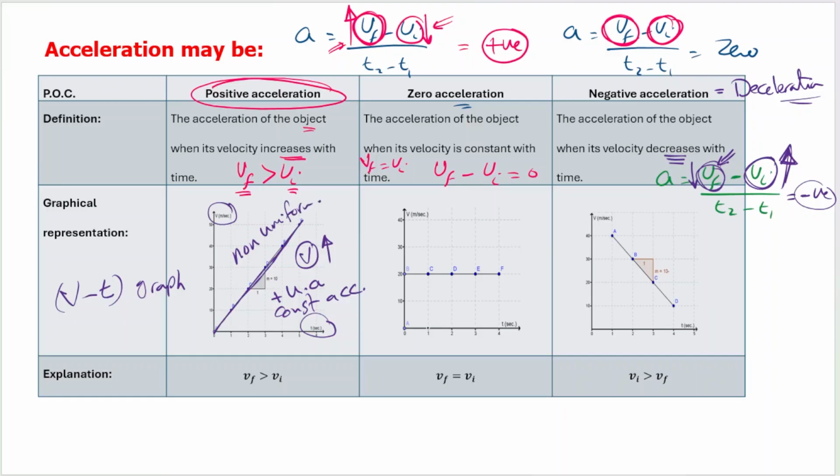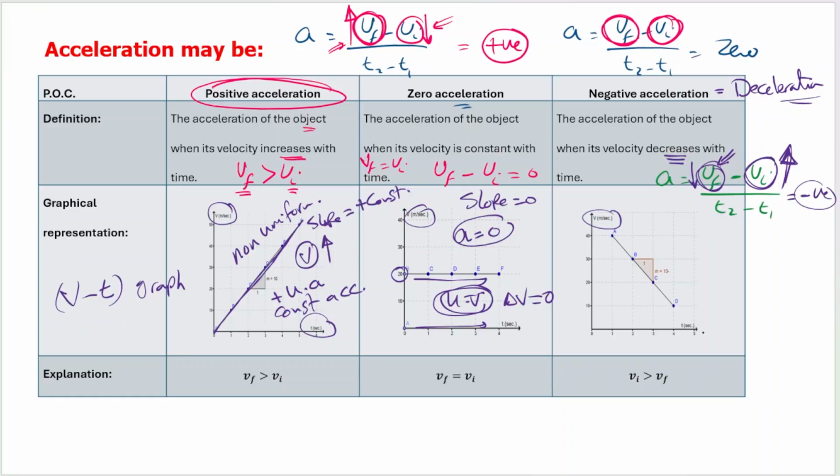But here, as you can see, as time passes, the velocity is constant at 20 meters per second. So the acceleration of this object is equal to zero because the slope of this line is equal to zero. But the slope of the previous line is positive and constant. So this means that this object is moving with uniform velocity and there is no change in the object's velocity.